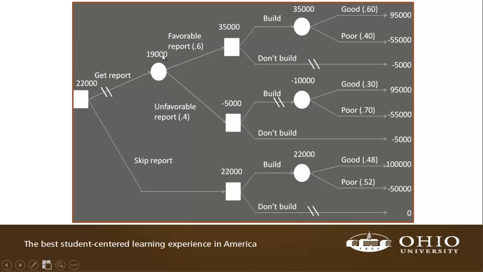Where does the 19,000 come from? Well, that's the 0.6 times 35 plus 0.4 times minus 5. So that's the 19,000. We can work our way back out of this one in the same fashion.